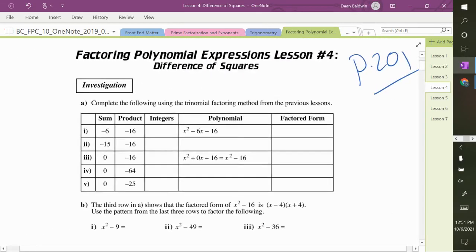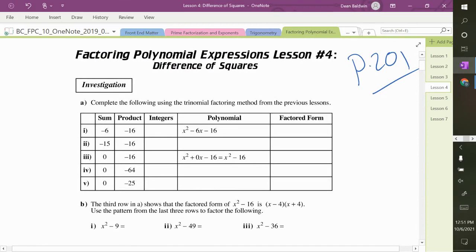201. So here's our polynomial, x squared minus 6x minus 16. If I asked you to factor it, you would say, what multiplies to negative 16 and adds to negative 6? Negative 8 and positive 2. Okay?